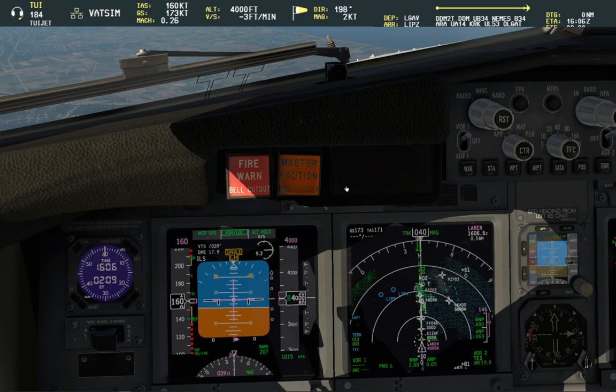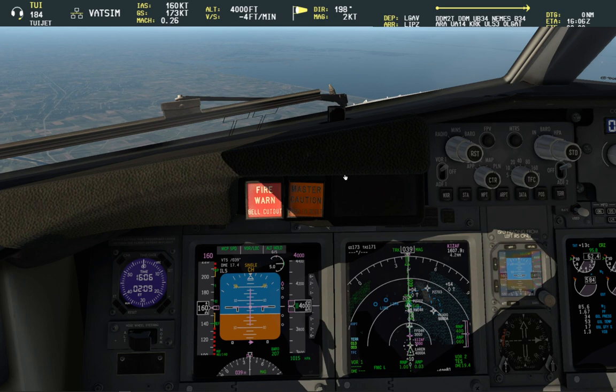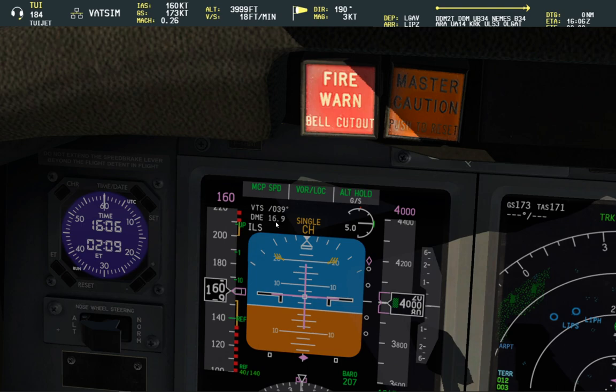Green, glide slope armed. Royal Air Maroc 013, speed 160. Speed 160. So 4,000 feet, we expect the glide slope at about 12.4 DME. Okay, at the moment we have 17 DME, so that's about 4.5 miles to go for the glide slope.